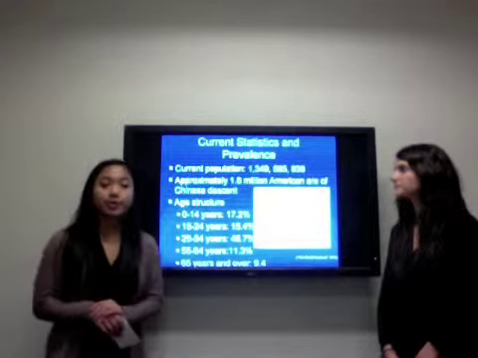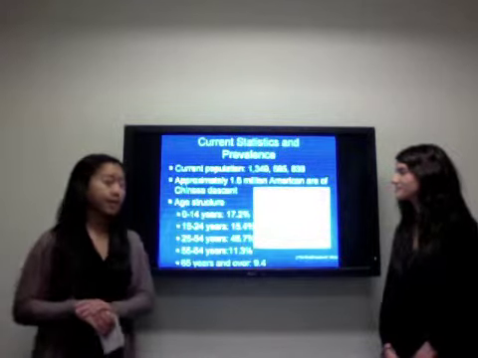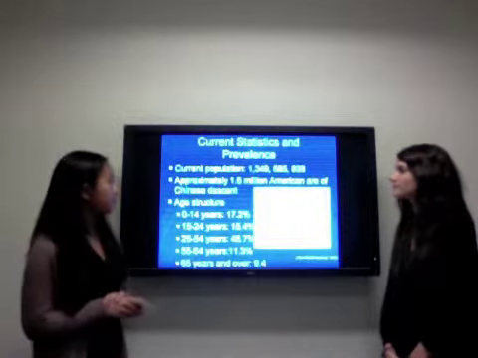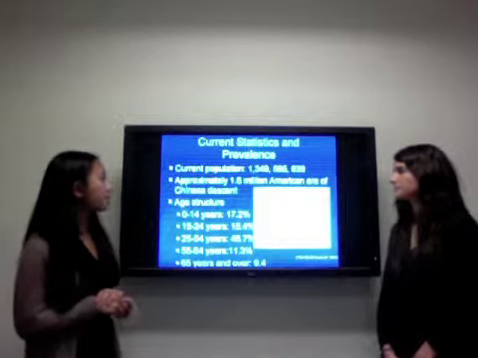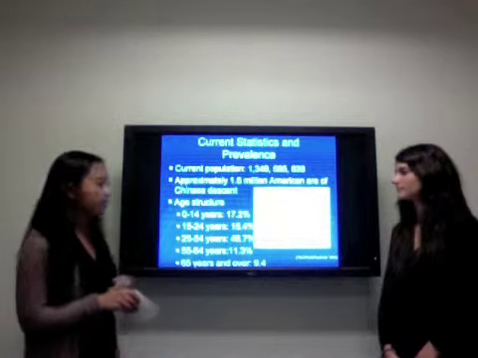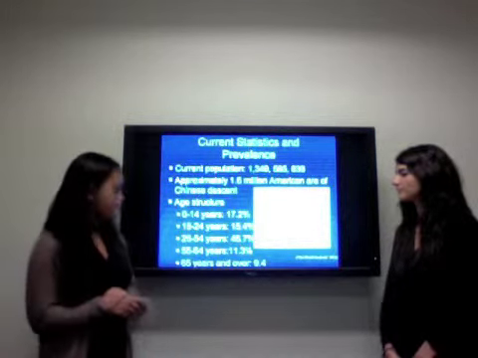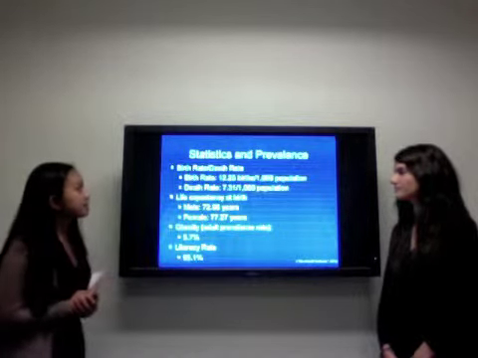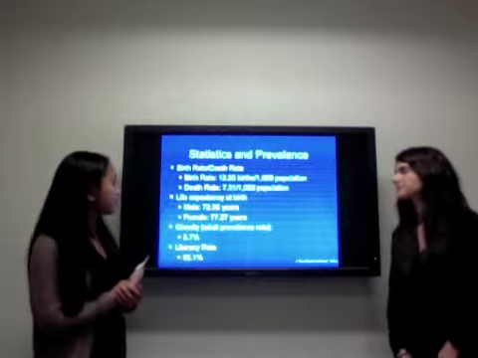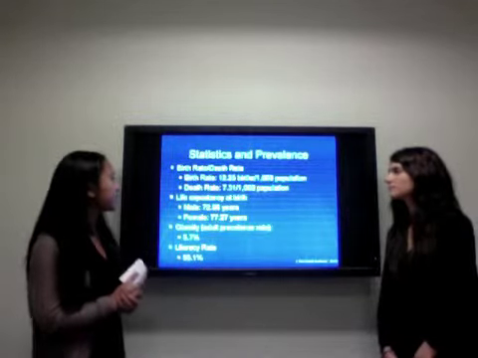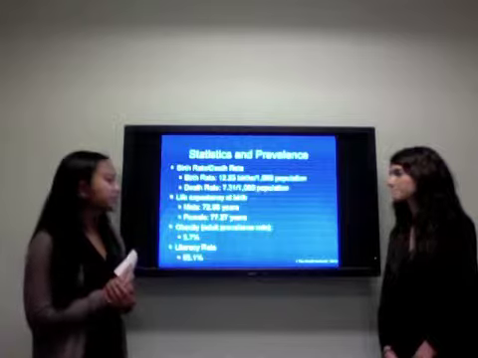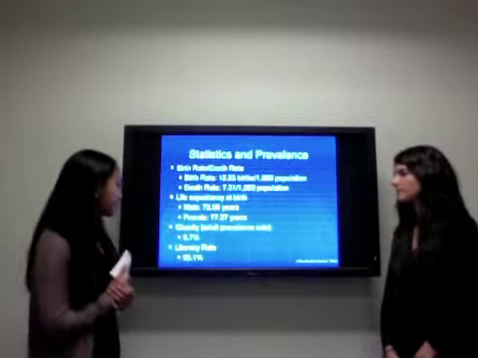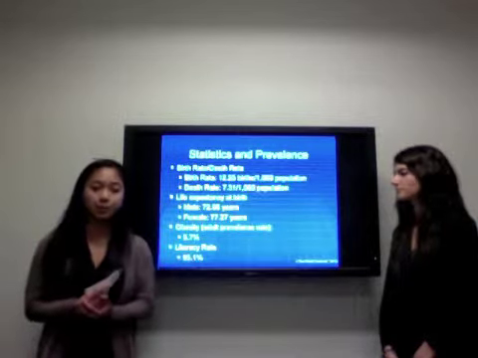As you all know, one of the largest countries in the world is China, with a current population of over 1 billion people. Approximately 1.6 million Americans are of Chinese descent, and here are listed some age structures. Here are listed the statistics and prevalence, the birth rate and the life expectancy. Males are around 72 years and females around 77, the obesity rate is 5.7, and the literacy rate is around 95.1%.